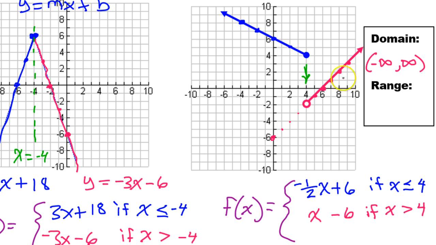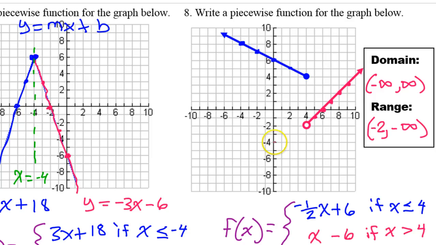The range, that's the y values from bottom to top. So the bottom of this graph is down here at negative 2. All right, but it doesn't include negative 2 itself. So I'm going to make sure to make this round to show that negative 2 is not actually included. Just so you go right up to negative 2, but without including negative 2. So anyway, from bottom to top, that's negative 2 to infinity, because it goes up forever. Okay, so that was number 8 that we just did.